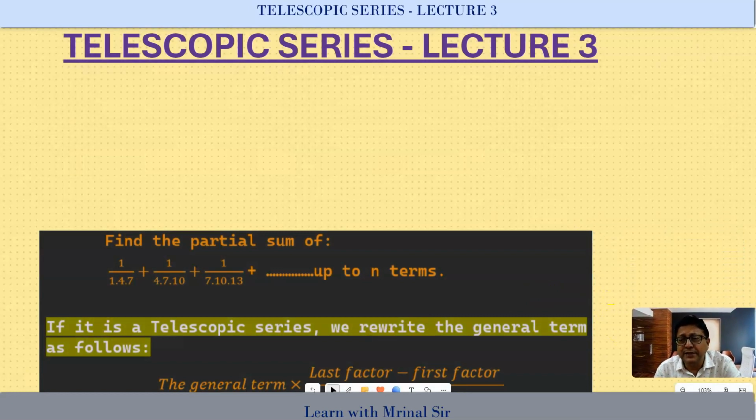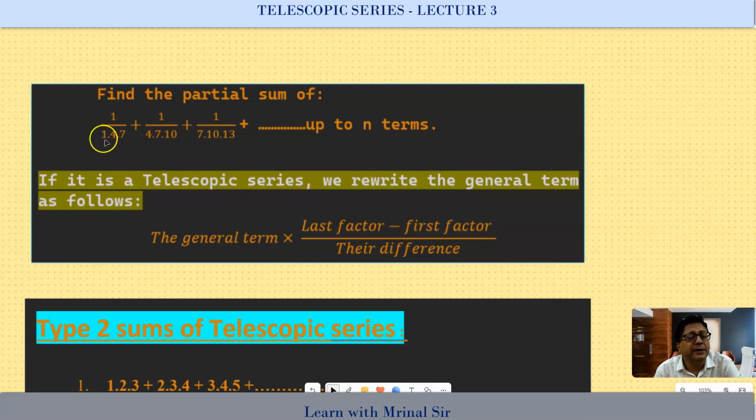We have seen this kind of problem where the term in the denominator is actually a product of three numbers, those three numbers in AP, and the first terms, these 1, 4, 7, the first member of each product, are in AP. 1, 4, 7. And they are in the same AP which is given here. This I told you repeatedly in the last session.